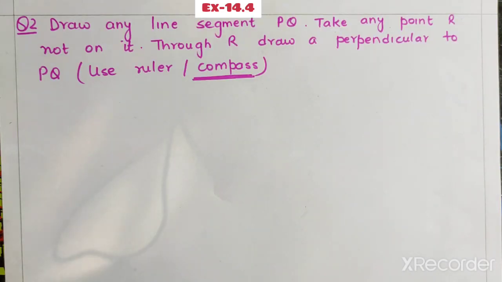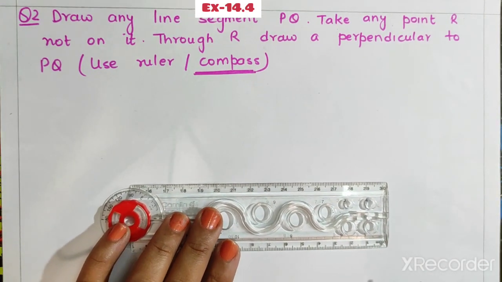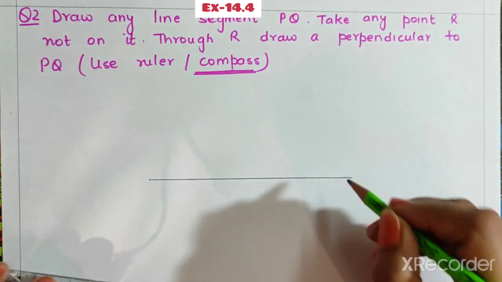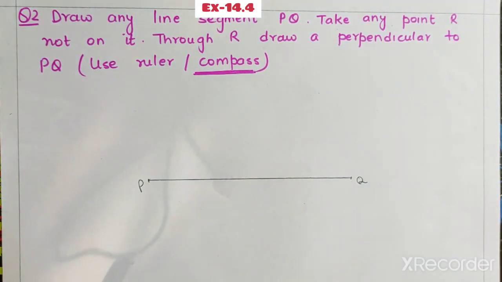Now let's discuss question number 2 of exercise 14.4. We have to draw any line segment PQ and take any point R which is not on this line segment, right? And through point R, we have to draw a perpendicular to line segment PQ. So first of all, let's draw any line segment PQ. Now we have to take any point R which is not on the line.